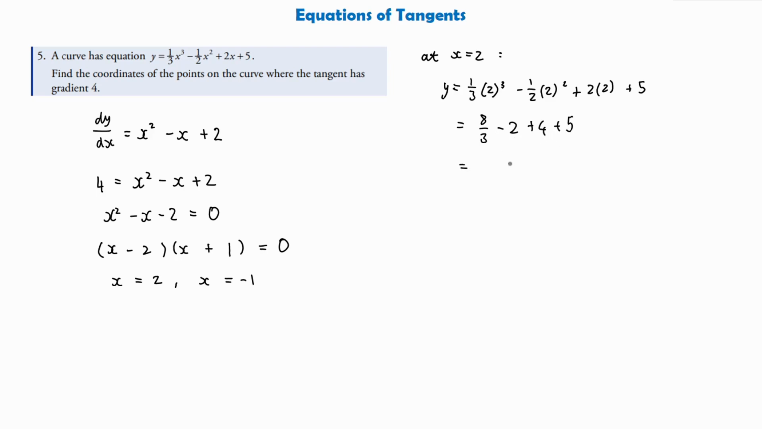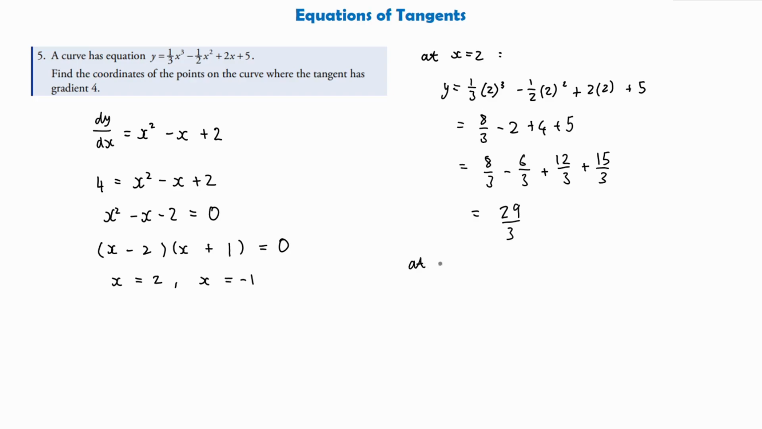And now we can just simplify this to get, let's put everything in terms of 3. So 8 over 3 minus 6 over 3 plus 12 over 3 plus 15 over 3. So 8 minus 6 is 2, plus 12 is 14, plus 15 is 29. I was confusing myself there. So we would say at x equals 2, y is the point 29 over 3.